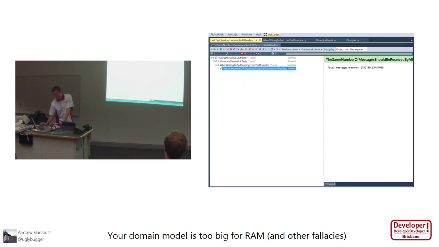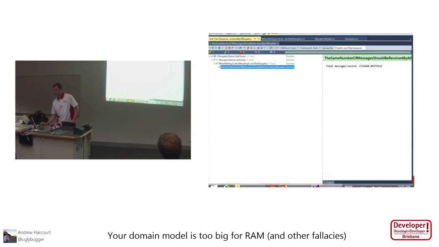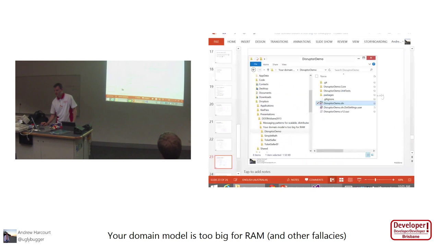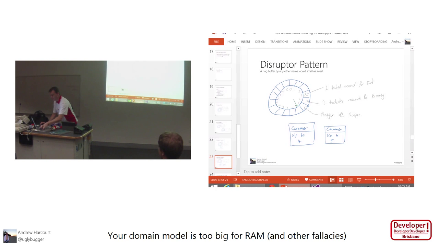Oops, run that again. And what do we get? 1, 2, 3 digits, 4, 5, 6 digits, 7. That's 2.7 million messages per second that we're marshalling across threads. 2.7 million. Now the thing is, this is not spectacular. It's just not spectacular. There is just a whole bunch of stuff that we've decided doesn't make sense to do.